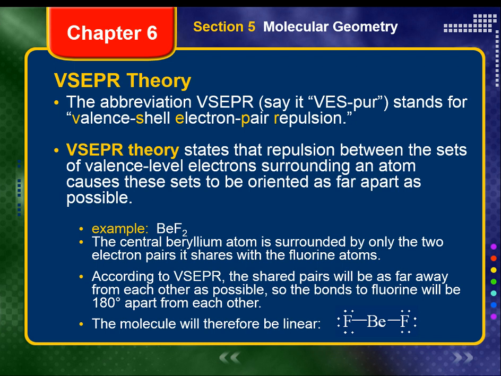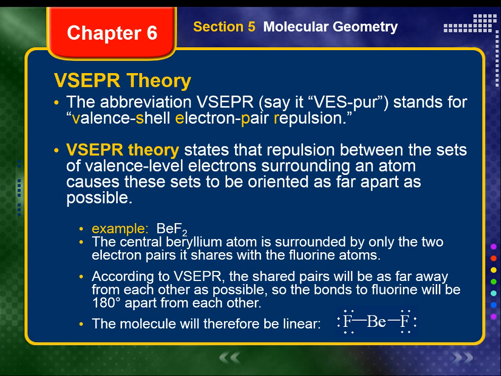For now, let us consider only molecules with no unshared valence electron pairs on the central atom. Let's examine the simple molecule beryllium fluoride, BeF2. Recall that beryllium does not follow the octet rule. The beryllium atom forms a covalent bond with each fluorine atom. It is surrounded by only two electron pairs that it shares with the fluorine atoms.